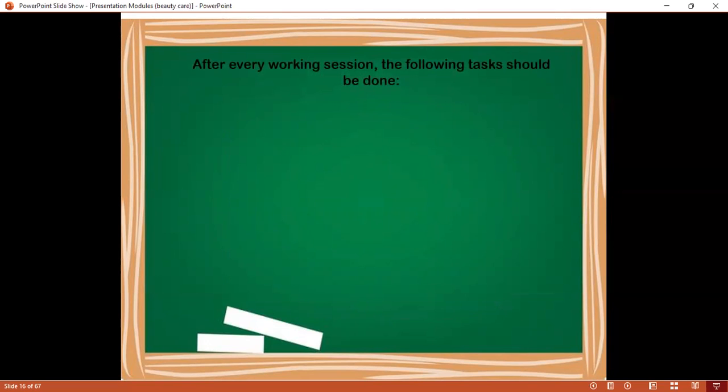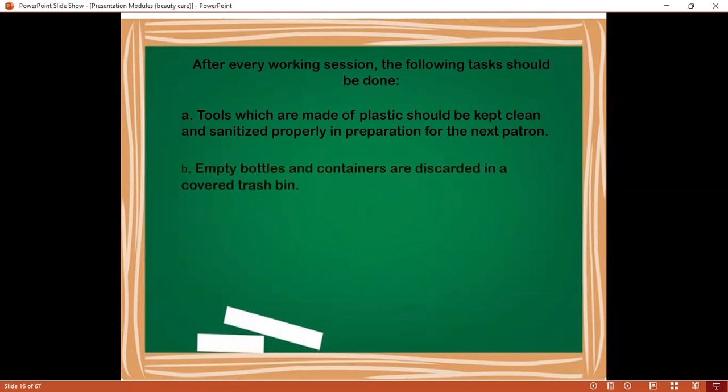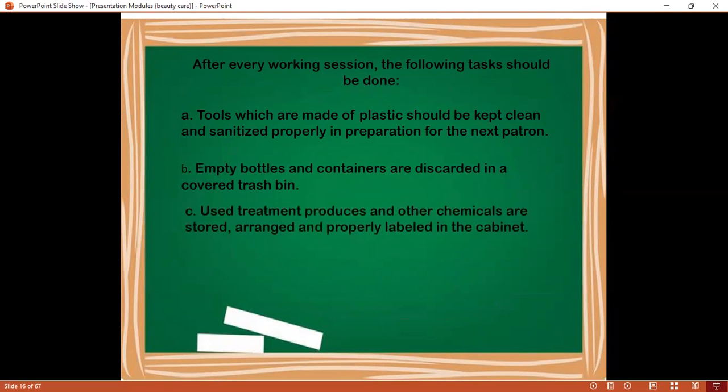After every working session, the following tasks should be done. A, tools which are made of plastic should be kept clean and sanitized properly in preparation for the next patron. B, empty bottles and containers are discarded in covered trash bins. C, used treatment products and other chemicals are stored, arranged and properly labeled in the cabinet. D, finger bowls must be sanitized before use for every client.